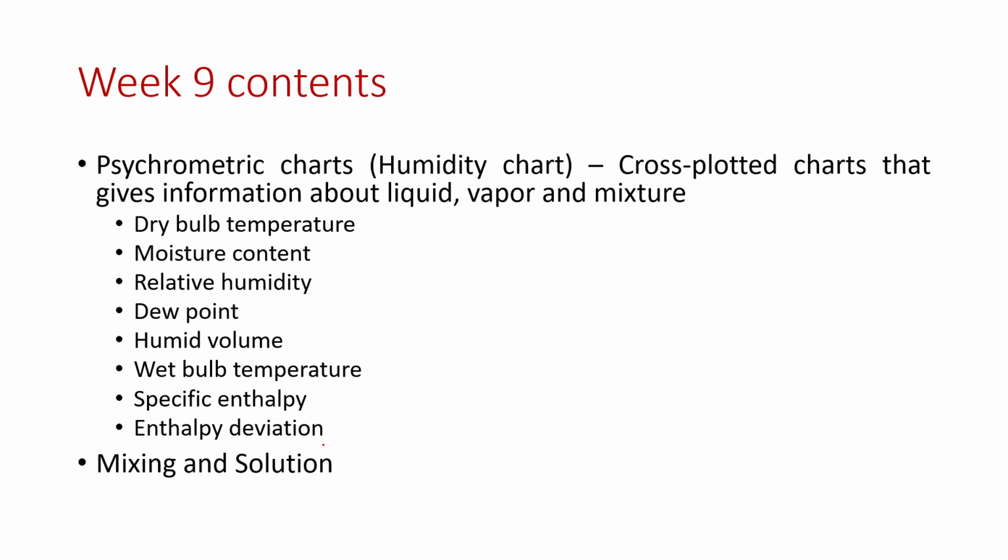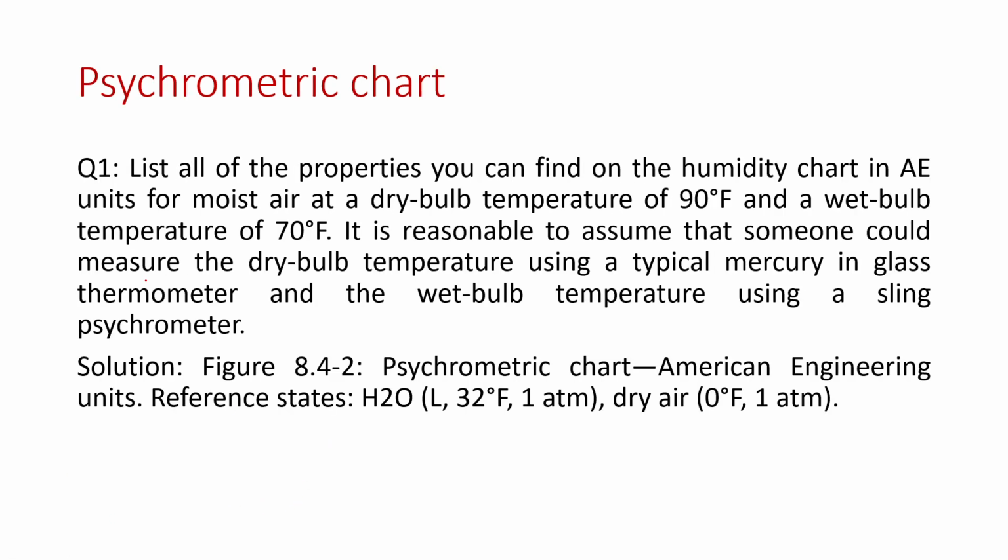Let's look at the first problem on psychrometric charts. List all of the properties you can find on the humidity chart in AE units, that is American Engineering units, for moist air at a dry bulb temperature of 90 degrees Fahrenheit and a wet bulb temperature of 70 degrees Fahrenheit. It is reasonable to assume that someone could measure the dry bulb temperature using a typical mercury in glass thermometer and a wet bulb temperature using a sling psychrometer. So these are the ways in which you can measure a dry bulb temperature and a wet bulb temperature.